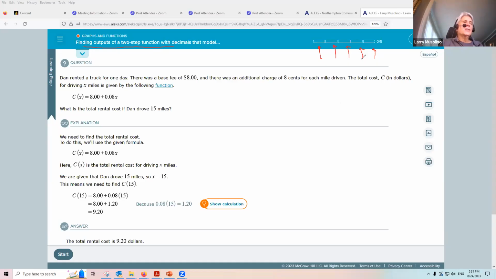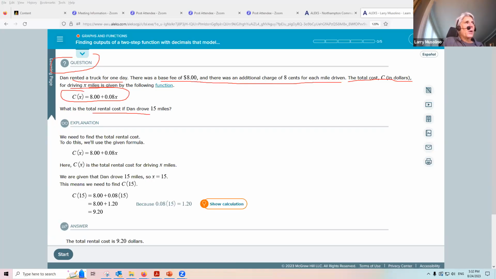It turns out if you get 2 questions in a row correct, ALEKS gives you a little bonus, and it fills in 2 of these progress indicators at once. All right, so here I'm going to read the question. It says, Dan rented a truck for 1 day. There's a base fee of $8 and then an additional charge of 8 cents for each mile driven. The total cost C for driving X miles is given by this function here. What is the total rental cost if Dan drove 15 miles?